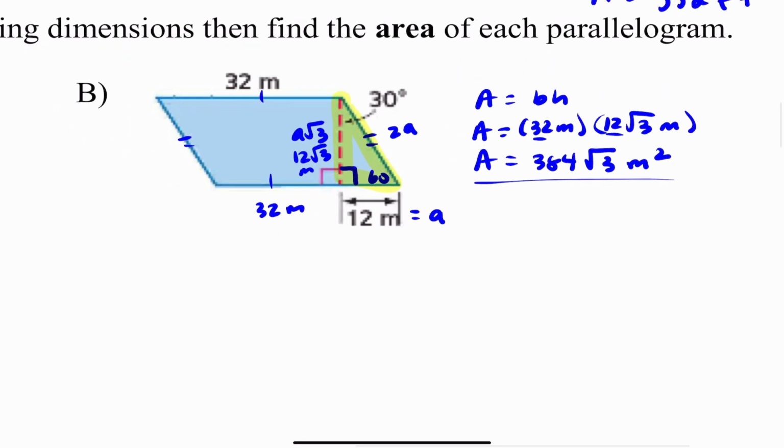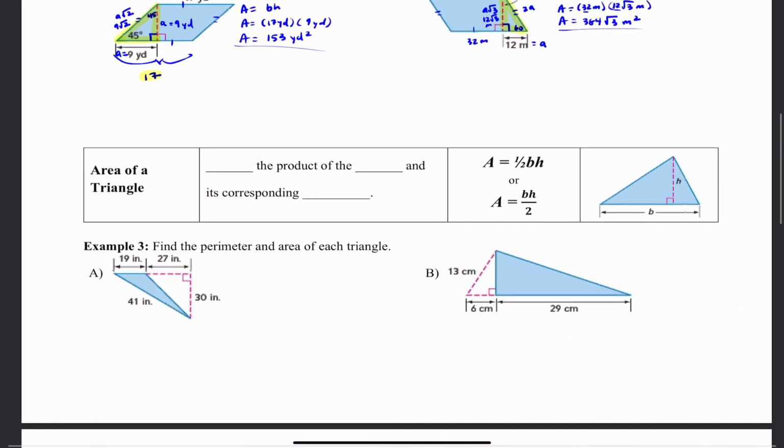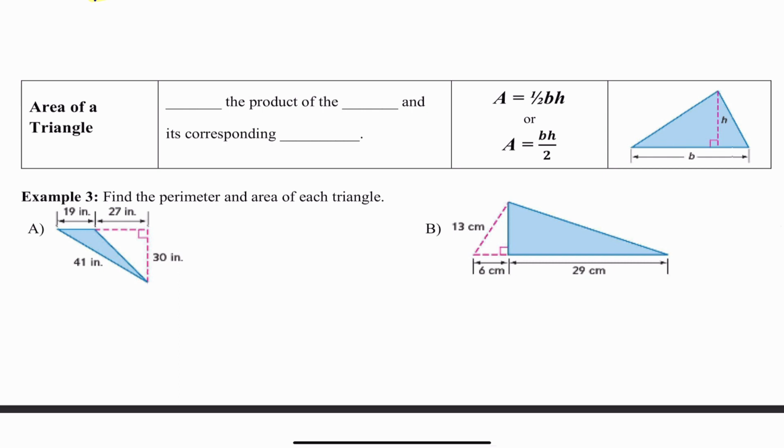All right, here we go. The next thing that I want to look at is the area of a triangle. So the area of a triangle is half the product of the base and its corresponding height. So here's my triangle. We use A equals 1/2 BH, or A equals BH over 2.